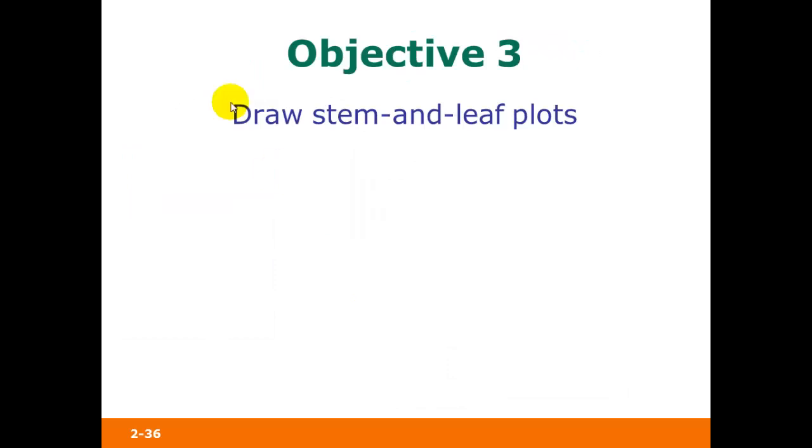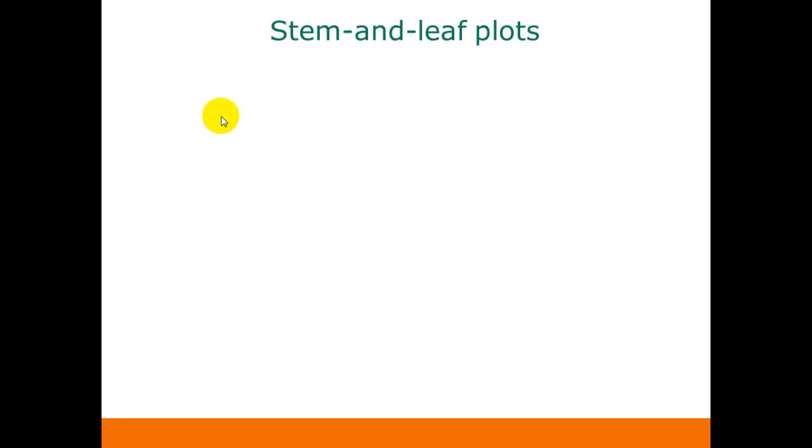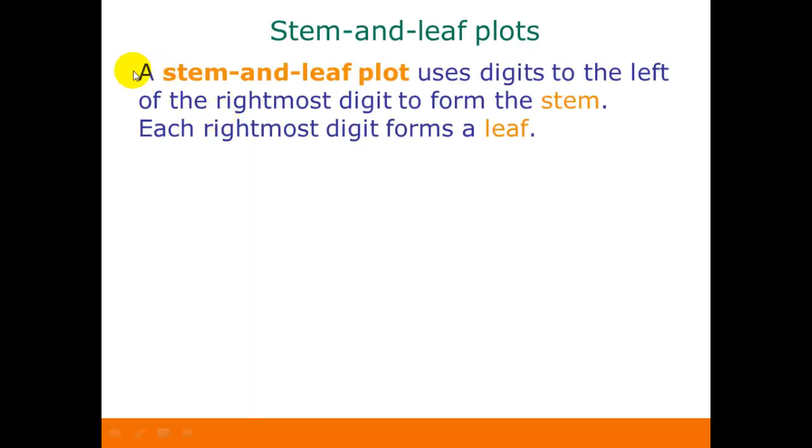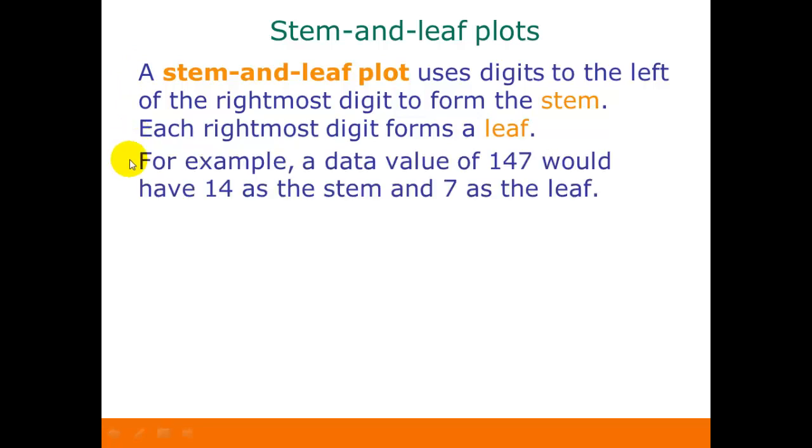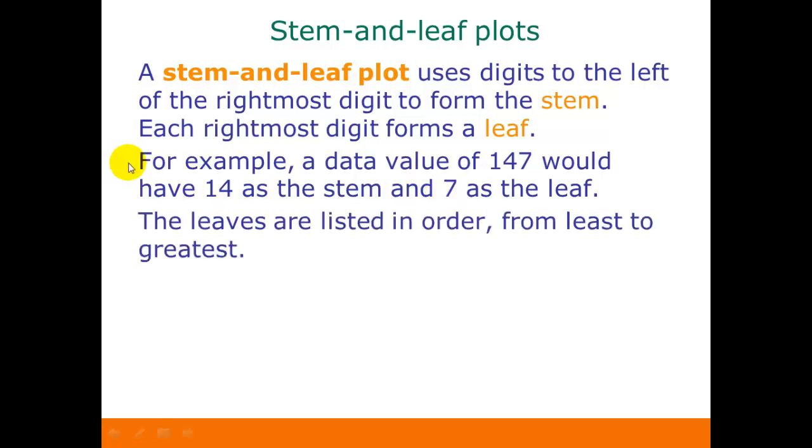The third objective is to draw stem and leaf plots. A stem and leaf plot uses the digits to the left to form the stem and the rightmost digits to form a leaf. For example, if we had a data value of 147, usually we would use 14 as the stem and 7 as the leaf. The leaves are listed in order from least to greatest.